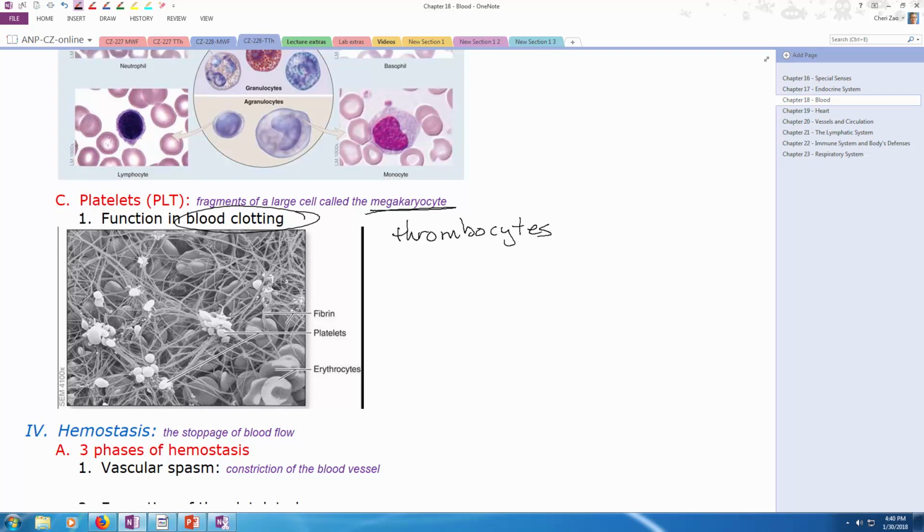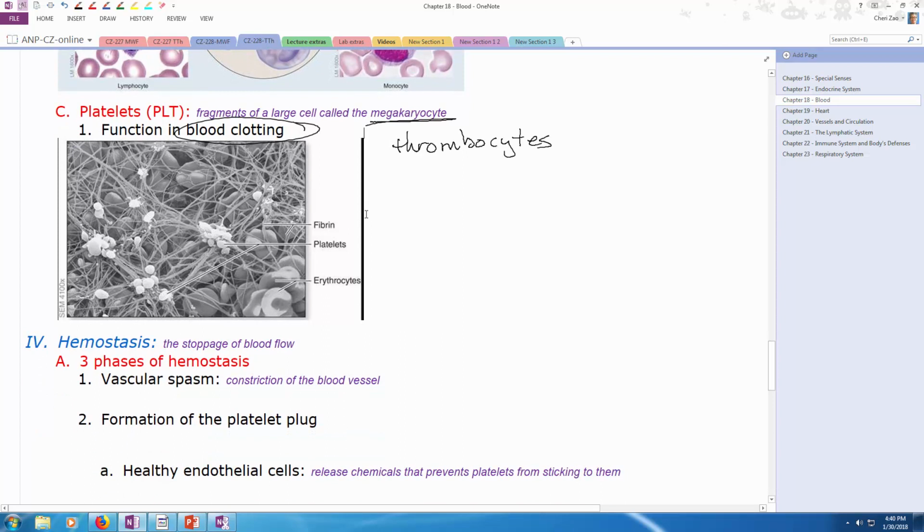And so these big cells ended up literally losing buds of cytoplasm, and that's what a platelet is. A platelet has no nucleus in it, but it has the cytoplasm that the megakaryocyte had. So it has actually some little granules in it, and we'll talk about what those granules are in a moment. Platelets are really important. They are fragments, and here is a scanning electron micrograph showing you an actual blood clot.